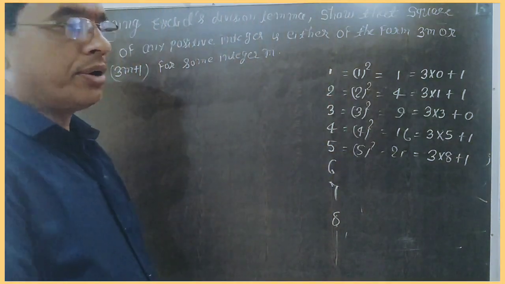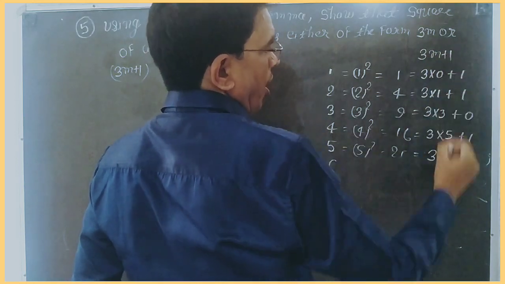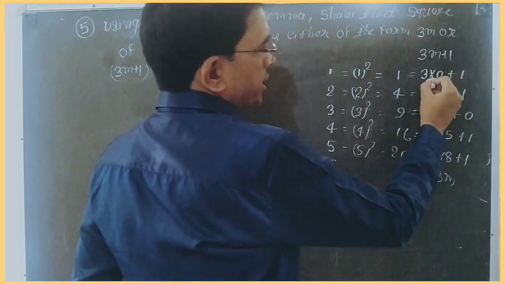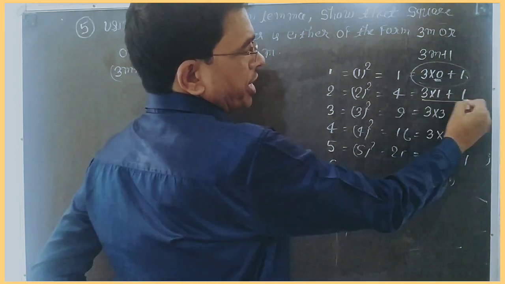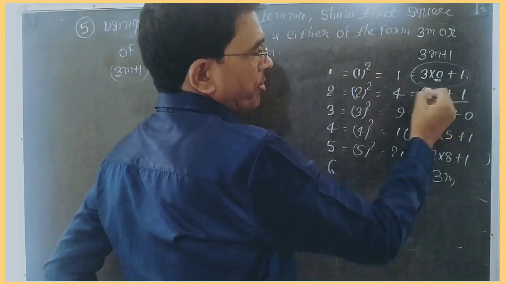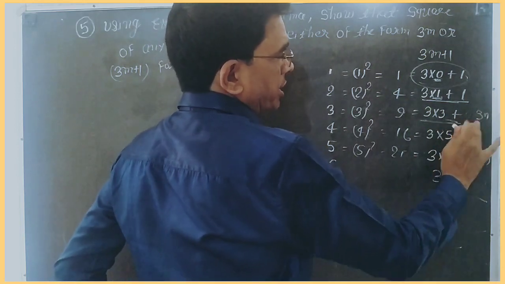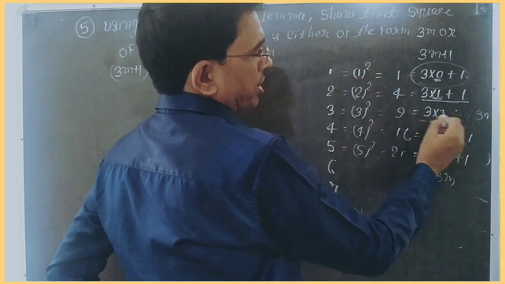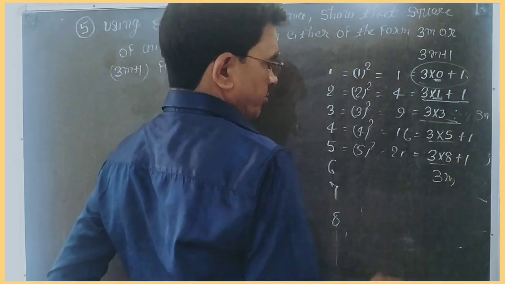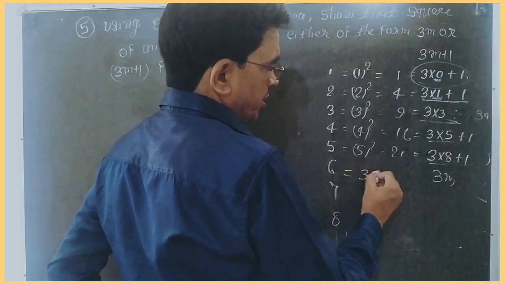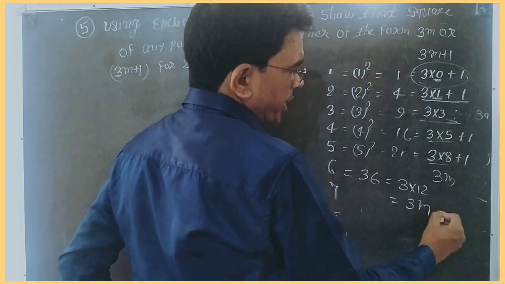Dear student, all of these are in the form of 3m plus 1 or 3m. This is 3m plus 1, at the place of m is 0. It is 3m plus 1, at the place of m is 1. It is 3m because here is 0, so it is only 3m. And it is 3m plus 1. It is also 3m plus 1. Here is 36, then you can also write 3 into 12, and it is in the form of 3m.